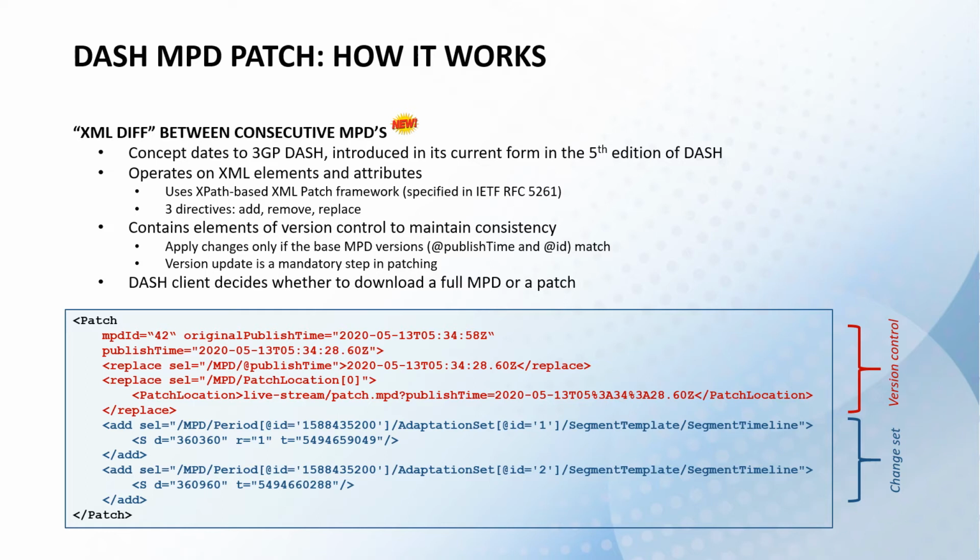We have 3 directives: add, remove, replace. So the blue part of the patch example here shows the actual patching. How do we add new segments? And then the red part is some amount of housekeeping. Your typical diff can actually be applied to a slightly different version of the code.